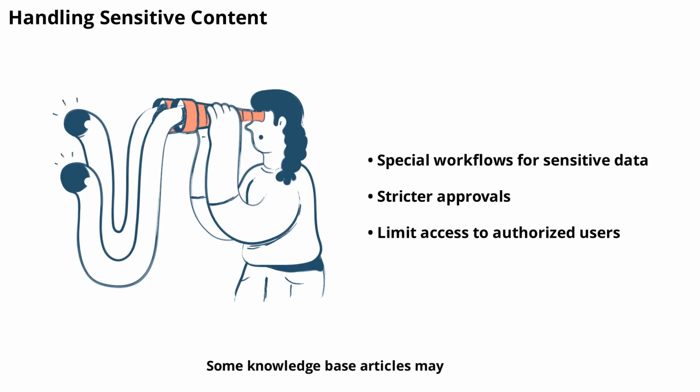Some knowledge base articles may contain sensitive or confidential information. Set up special workflows for these cases, including stricter approval chains and limited access. This ensures sensitive data is handled appropriately and only visible to authorized personnel.